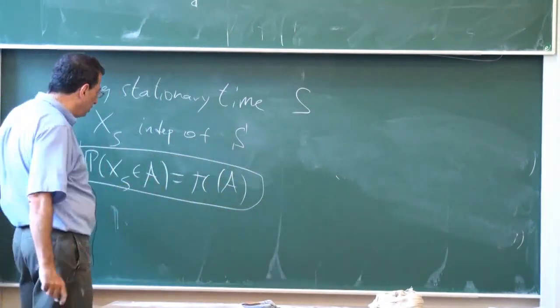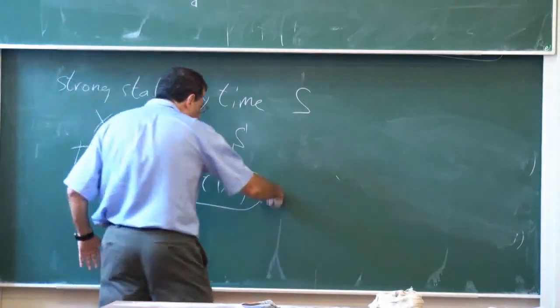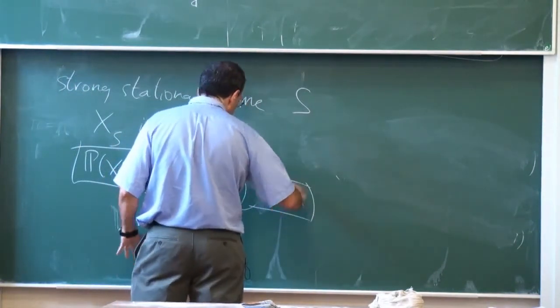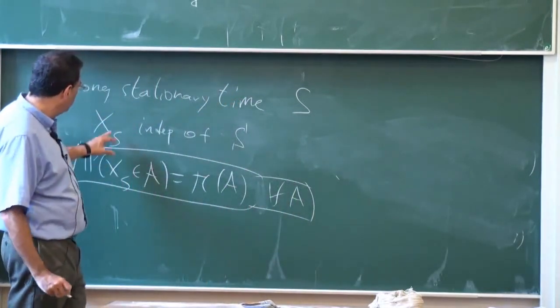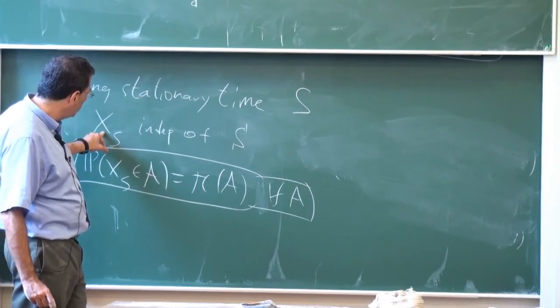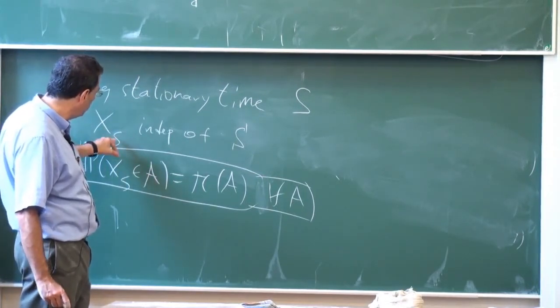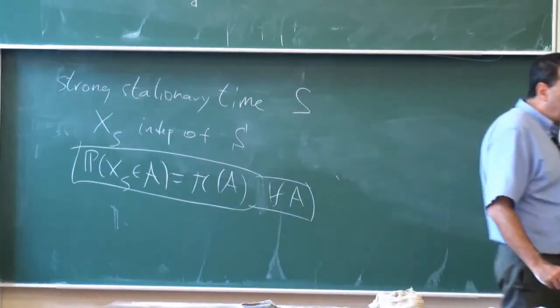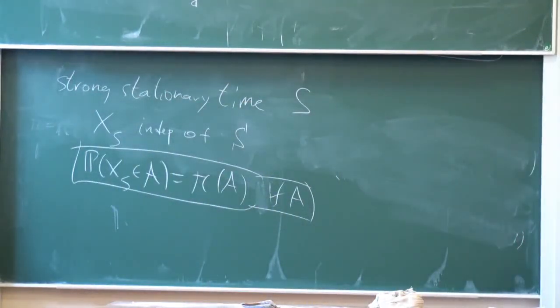This is what it means to be a stationary time, and this should be true for all A. So that's a stationary time, but strong stationary time has the additional property that the stopping location is independent of the stopping time. The example I gave you is definitely not like that. Choose a state and wait till you hit it. If you know that you hit it very soon, then you know that it's probably near where you started.